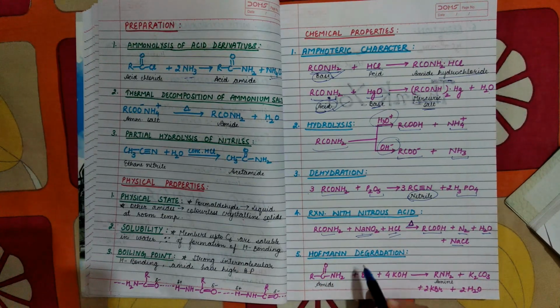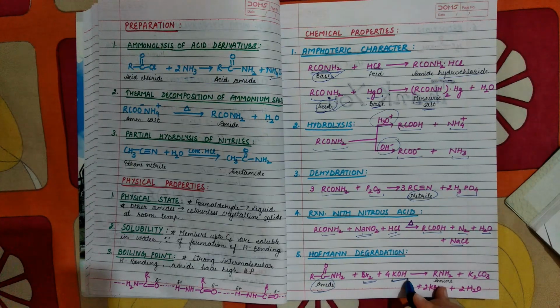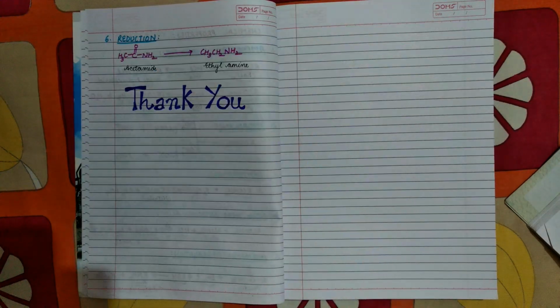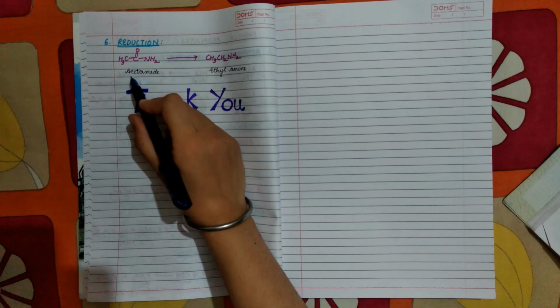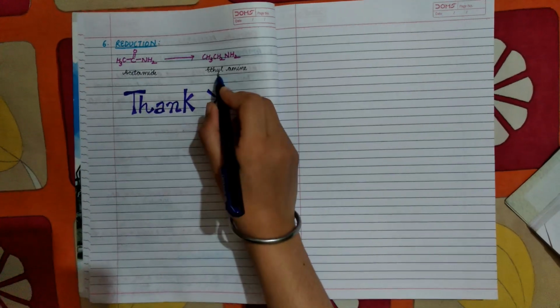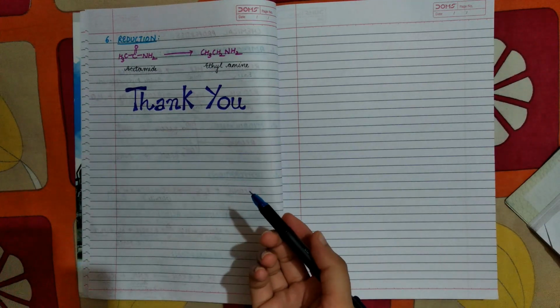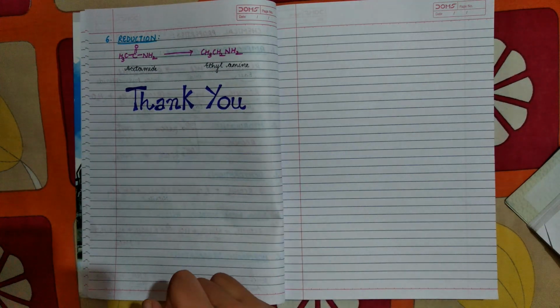Hofmann degradation: when amide is treated with bromine in the presence of KOH, it forms amine plus K2CO3 plus KBr plus water. Then we have reduction. This is acetamide. It forms ethylamine on reduction. So that was all about the chapter carboxylic acid derivatives. Thank you.